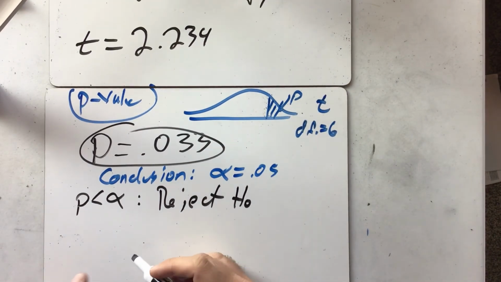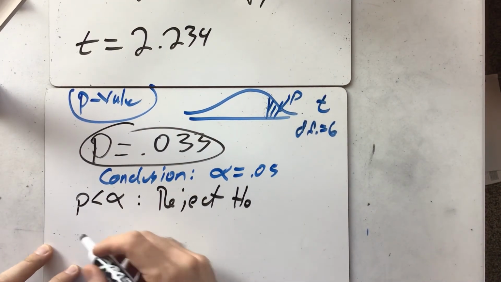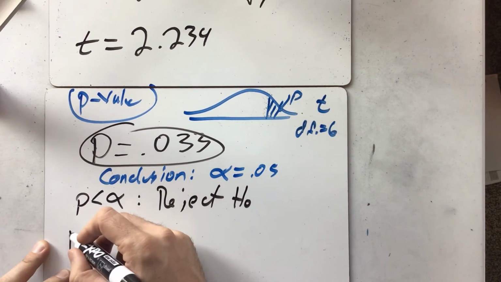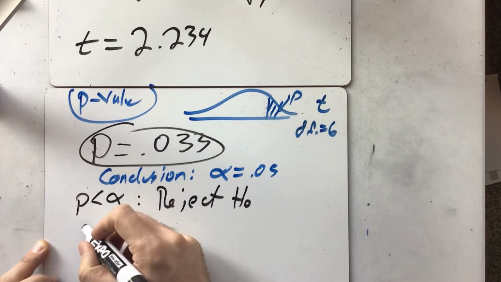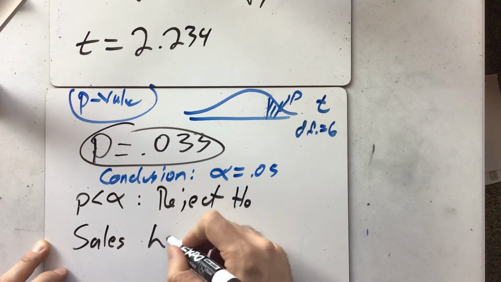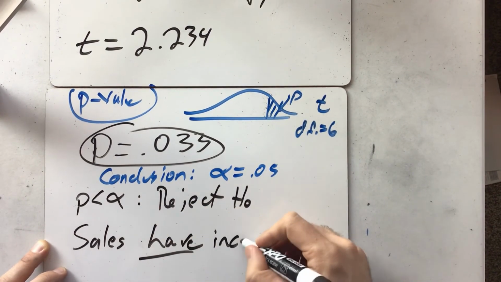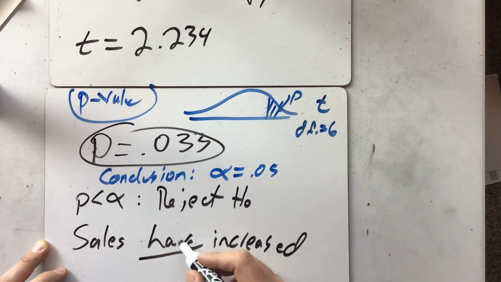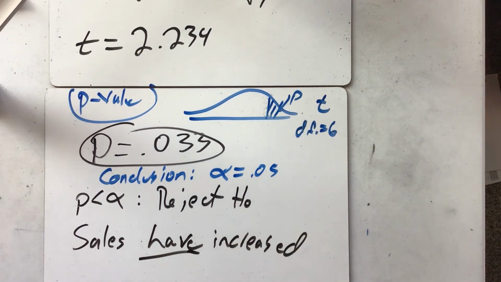And what does that mean practically? Practically, that means that sales have increased. Of course, we don't know 100% the sales have increased, but all the evidence points to sales increasing. So if this car dealership said, hey, is our advertising working? I would say, yeah, the odds of you selling this many cars just by coincidence was only 3%. So there's really a lot of evidence that the advertising has boosted your sales.